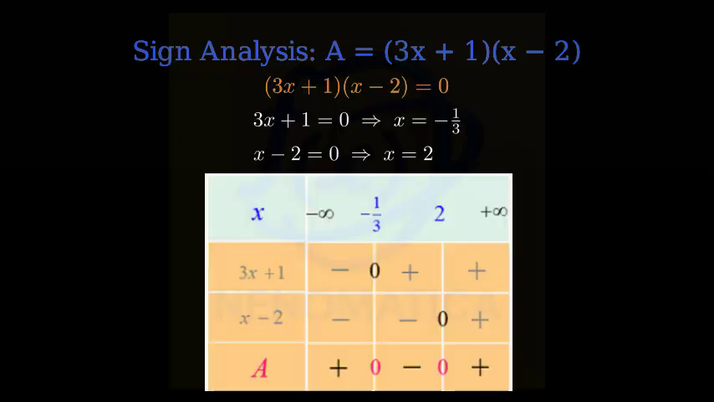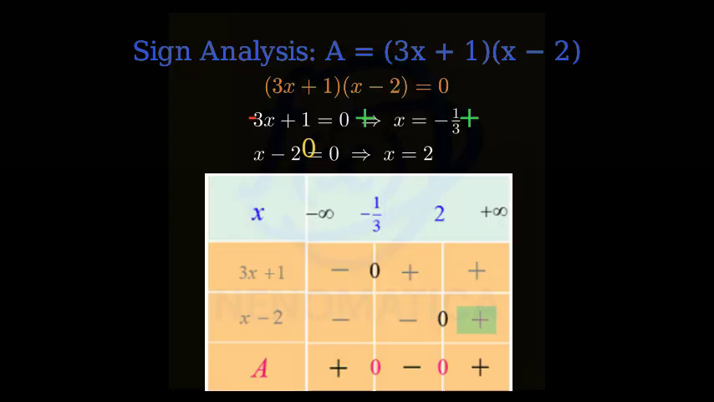Step 2. Build the sign chart. We align the same two cut points, x equals minus 1/3 and x equals 2 on 3 stacked number lines. The top for 3x plus 1, the middle for x minus 2, and the bottom for the product a. For the factor 3x plus 1, to the left of minus 1/3, it is negative. At minus 1/3 it is 0, between minus 1/3 and 2 it is positive, and to the right of 2 it stays positive. For the factor x minus 2, everything left of 2 is negative, exactly at 2 it is 0, to the right it is positive.